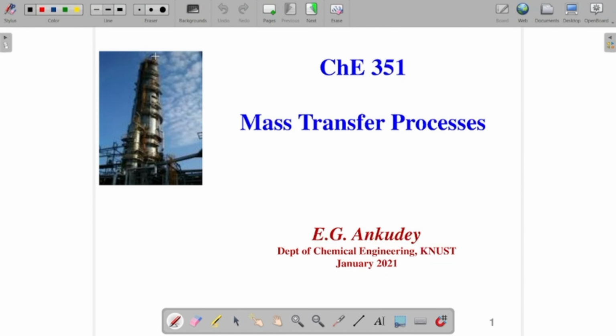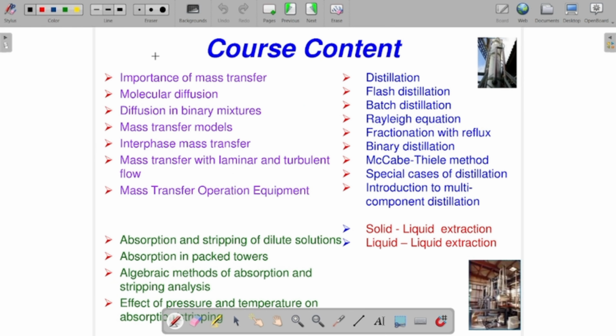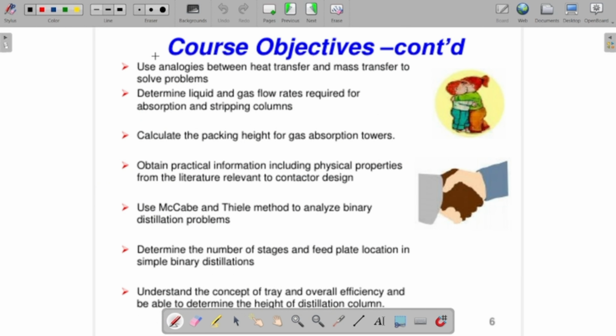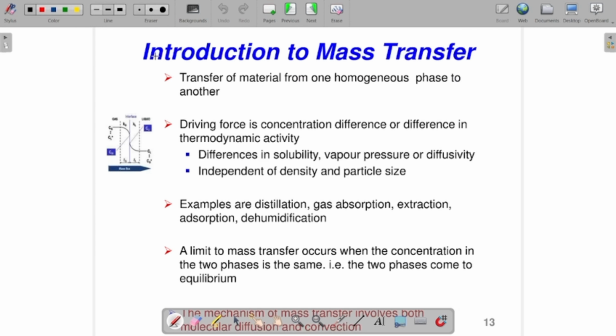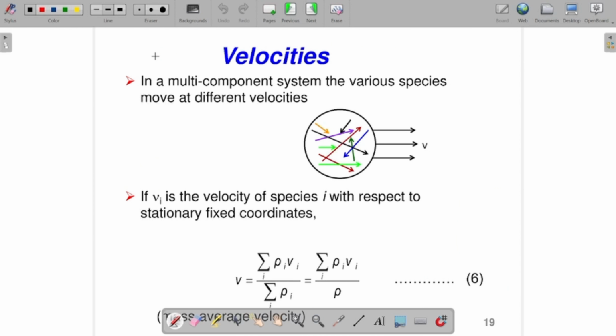Hello everyone. Today we are going to look at mass transfer processes. So the first thing we'll be looking at is diffusion.